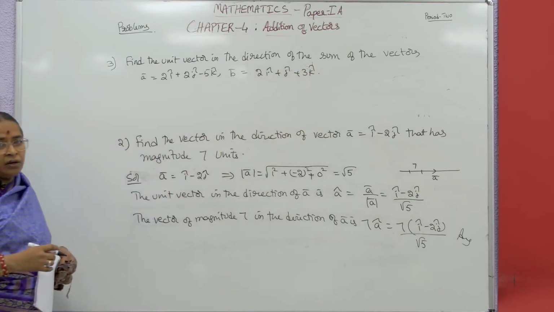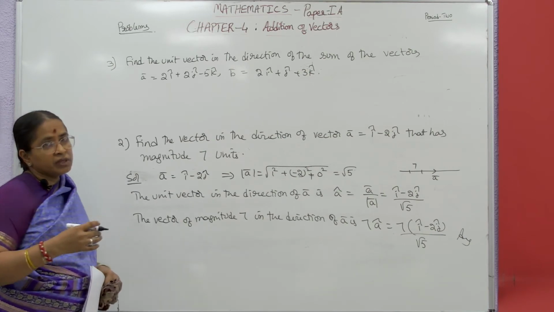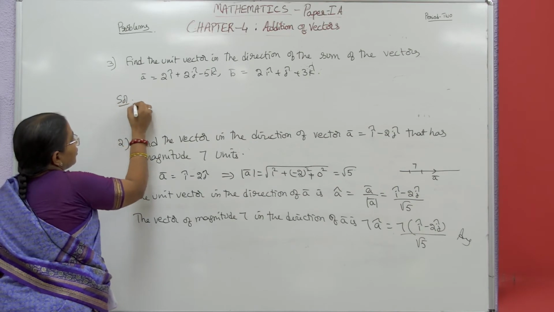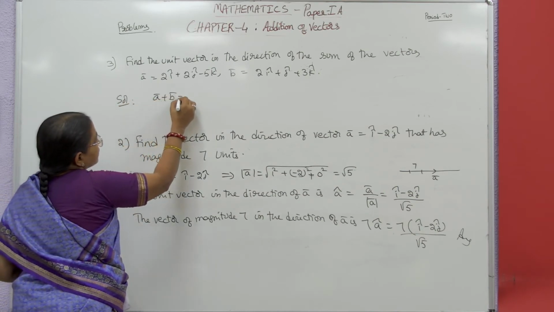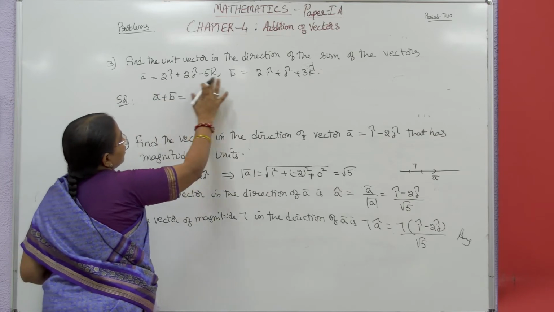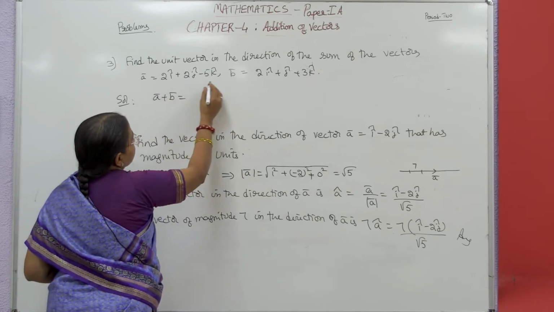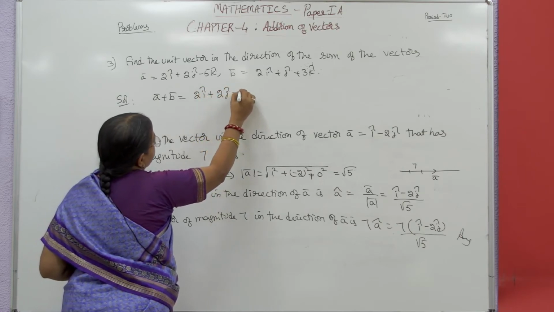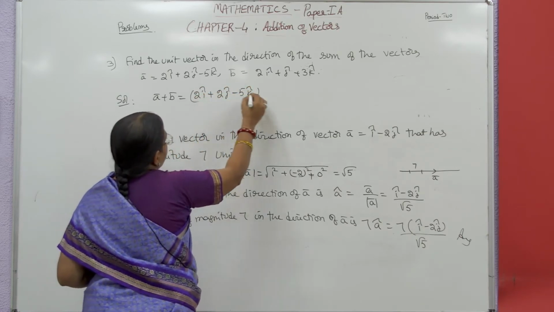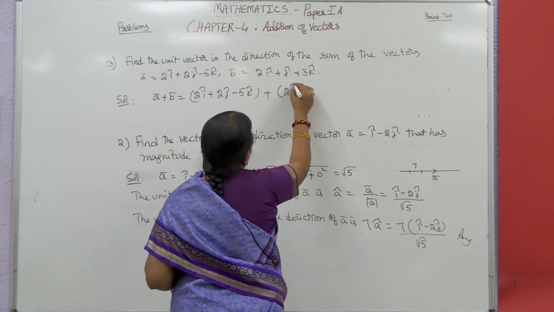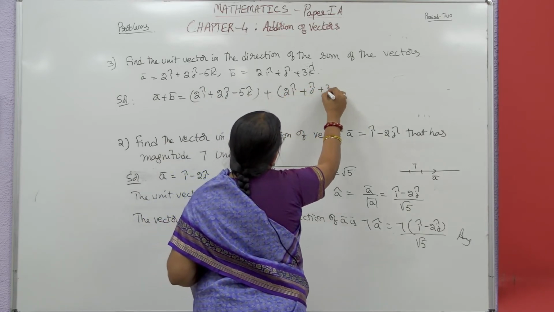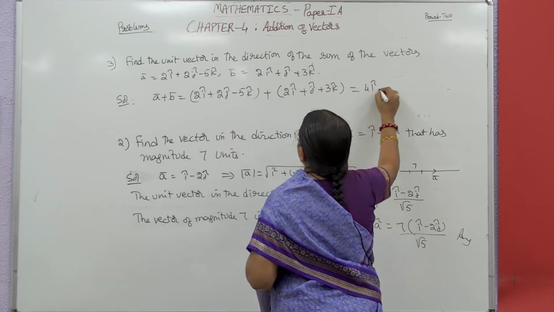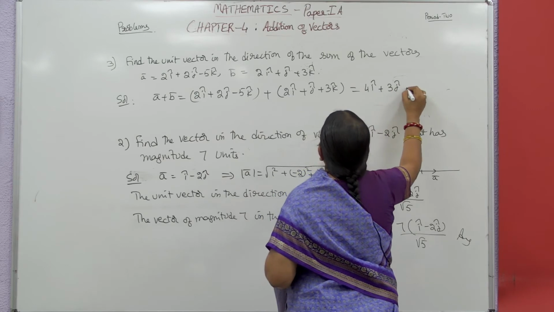So as I said, for the unit vector in the direction of the sum of the vectors, first find the sum of the vectors. So first find out A plus B. Just add them. A plus B is equal to 2i plus 2j minus 5k, this is A, and then B is 2i plus j plus 3k. When you add them like that, you will get 4i plus 3j minus 2k.